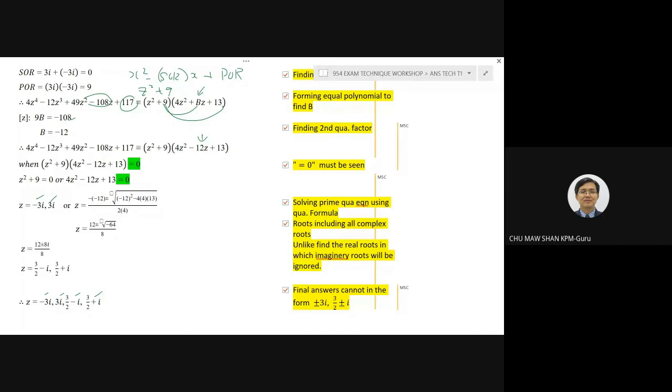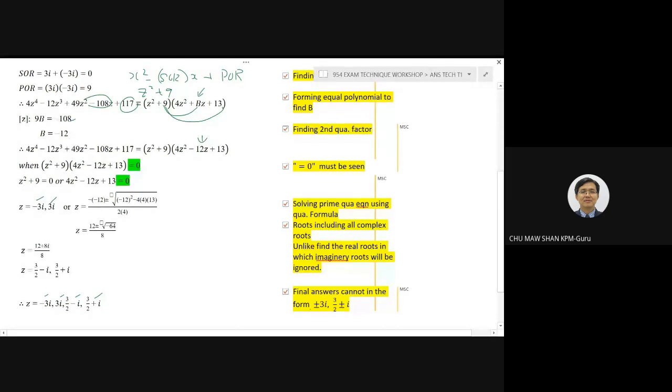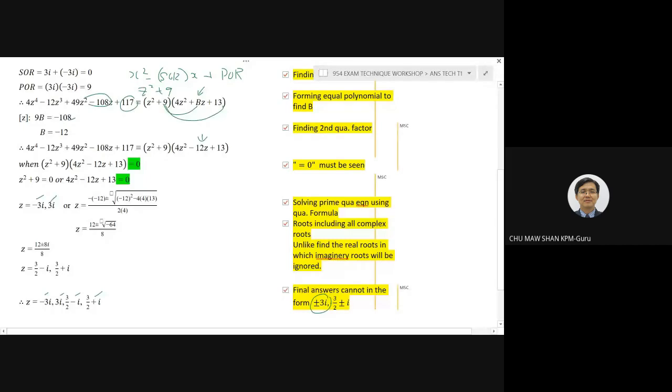Alright, never give the answer in this form. Tengok ini. Tak mau. Put separately. 3i, negative 3i, put separately. So as 3/2 plus minus i. Because certain books, they just put like that, isn't it? Jangan ikut. Come to exam, you must put it separately one by one.